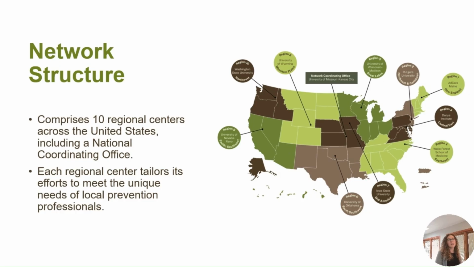The network structure comprises 10 regional centers across the U.S., including a national coordinating office. Each regional center tailors its efforts to meet the unique needs of local prevention professionals. Mid-America is Region 7 at Iowa State and supports Missouri, Nebraska, Kansas, and Iowa.